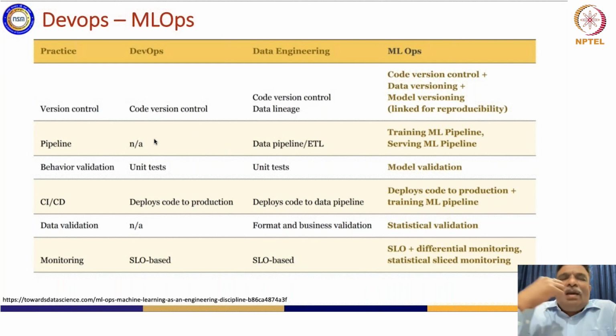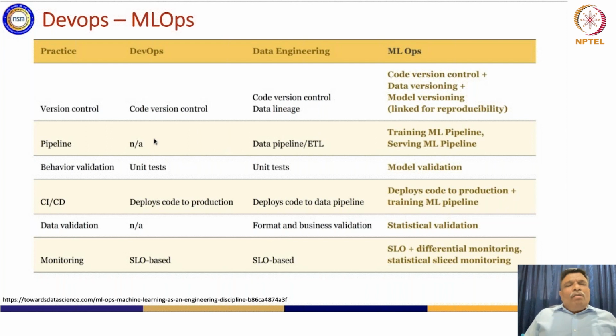Then data validation, right? What type of data needs to be validated? In case of DevOps, since there was no data, there was no question of data validation as such. But when it came down to data engineering, you had format and business validation. And when you talked of MLOps, you had statistical validation, right?